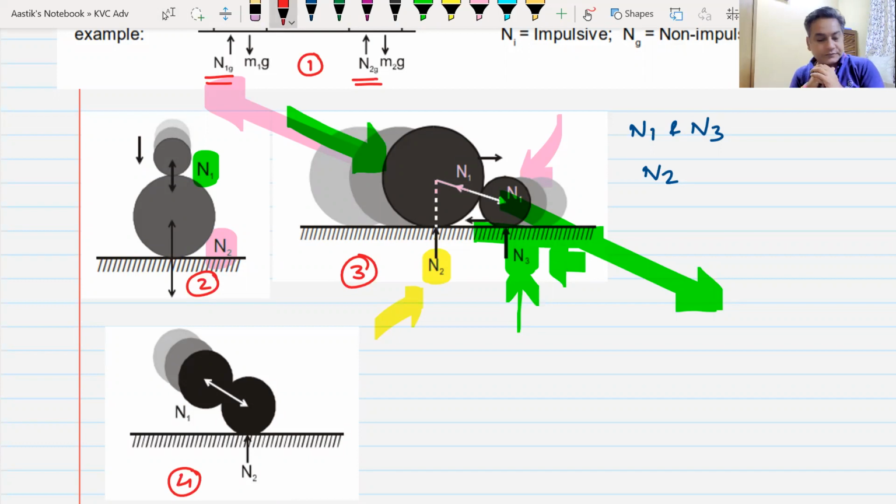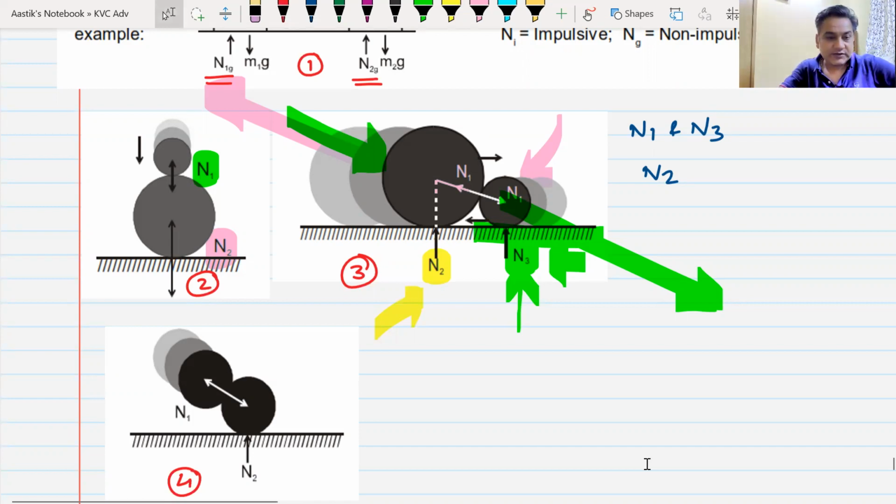N1 and N2. N1 is impulsive, sir. What about N2? Impulsive, sir. Both of these normal reactions are impulsive. This is because of the impact, and if this ground was not there, this ball would have crushed down, but it's not crushing down. Something is stopping it. That means both the normal reactions are impulsive.